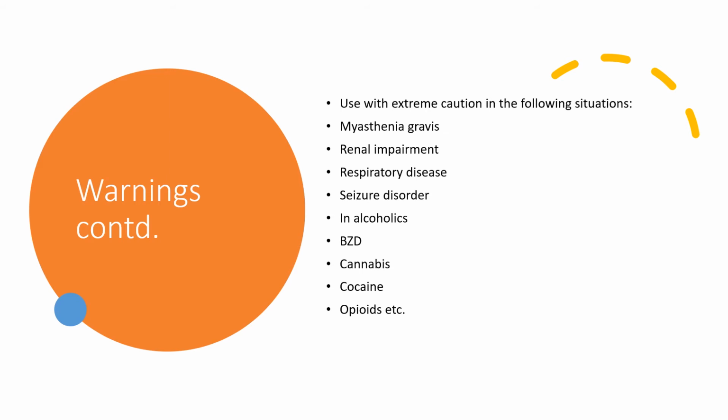Still on warnings, we have to be extremely cautious in certain situations. Anyone with myasthenia gravis, renal impairment, respiratory disease, seizure disorder, alcoholics, benzodiazepine, cannabis, cocaine, and opioids. If anyone has this condition or is on this medication or has indulged in this habit, that is alcoholism and street drug ingestion, then we have to be extremely careful because we'll run into more problems.